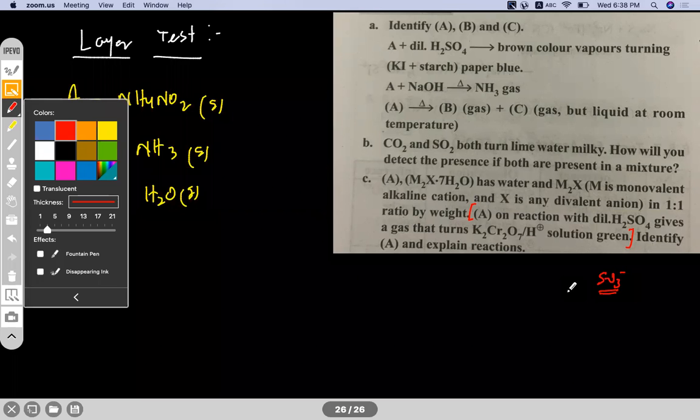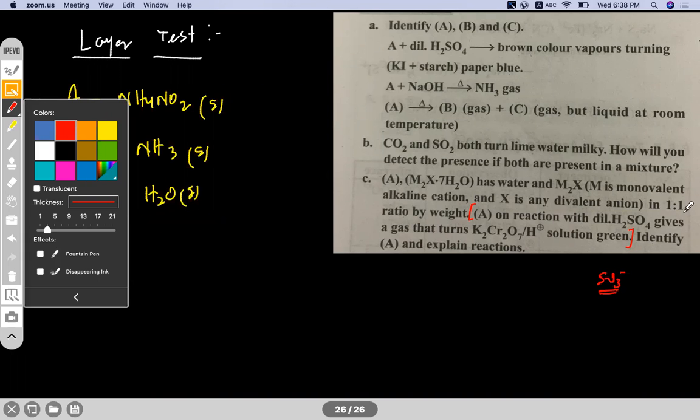Achha, ratio by weight. I missed it. So ratio and weight are also given, one by one. That's fine. So basically, you need to extract the information and then think about what could be the possible answer. Yeah, so this kind of question you will get.